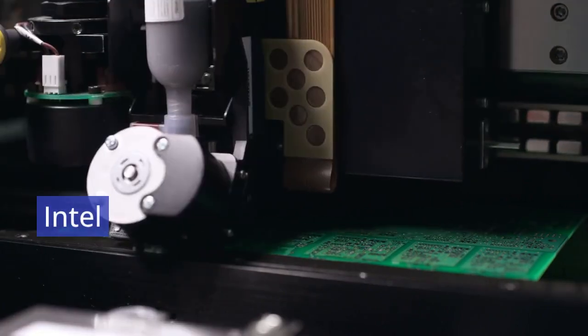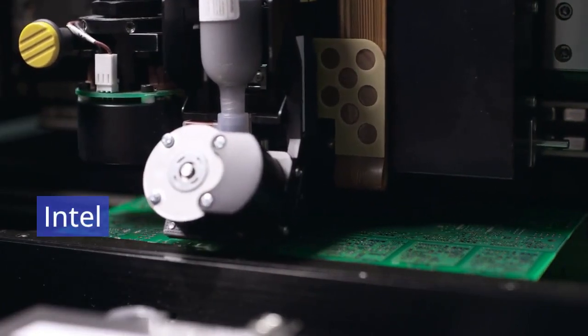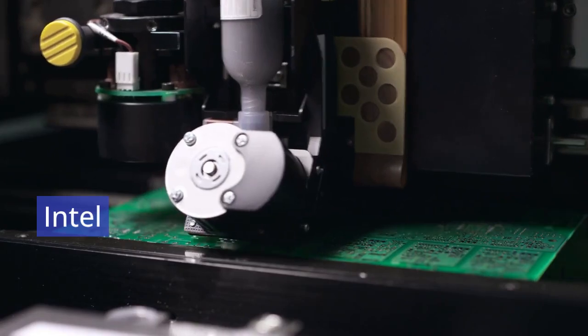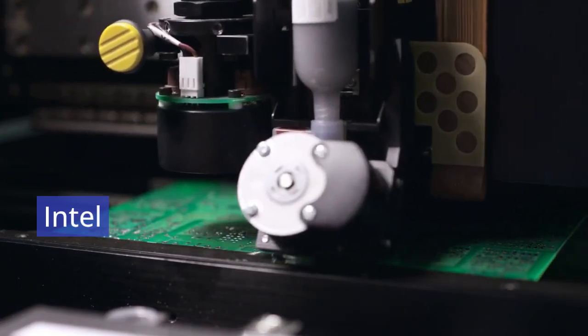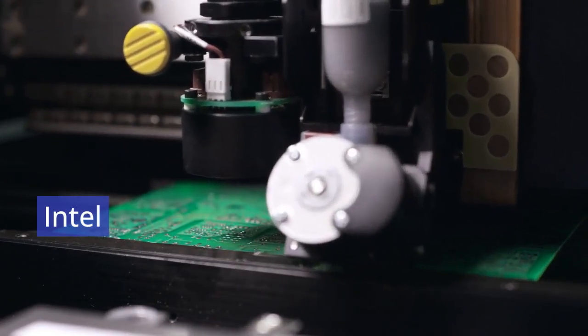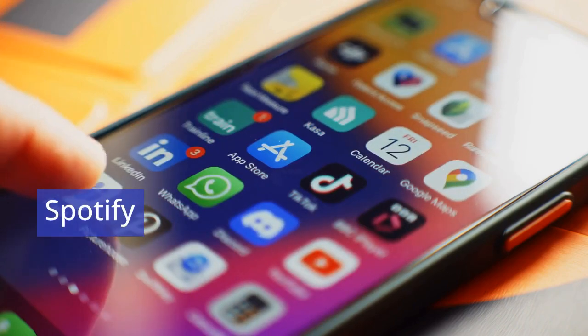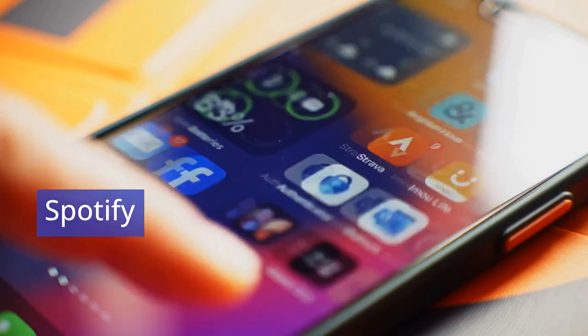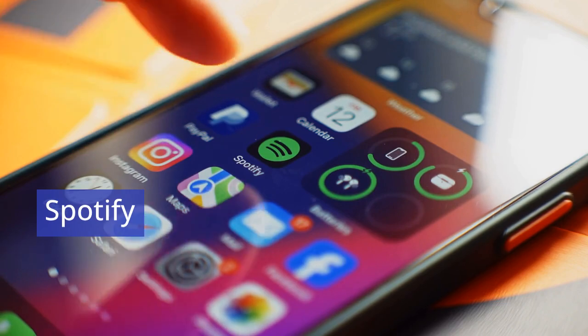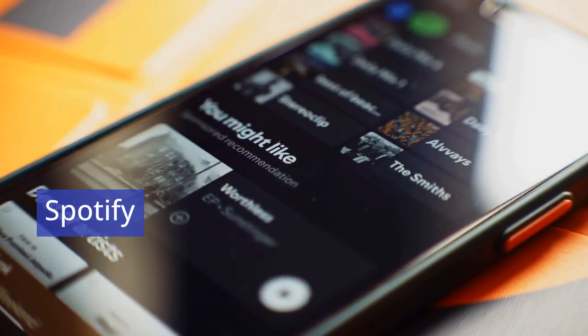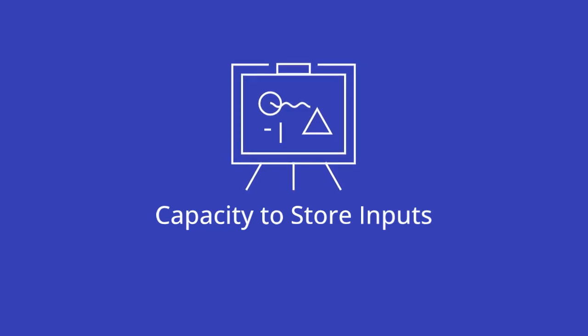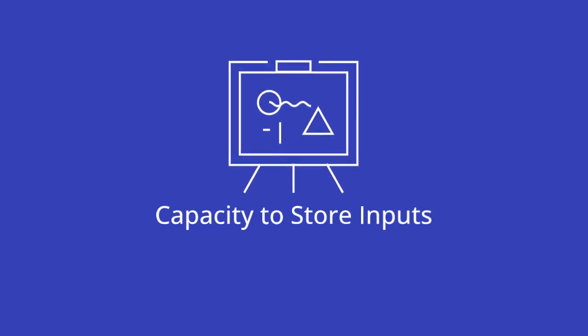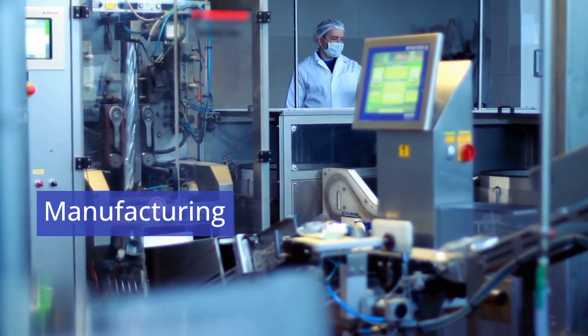For example, Intel manufacturing inputs include silicon, specialized machinery, and facilities to manufacture computer processors. Whereas Spotify service inputs include music licensing, intellectual property, software developers, and customer data analytics to run a music streaming platform. Key difference 8. Capacity to store inputs.